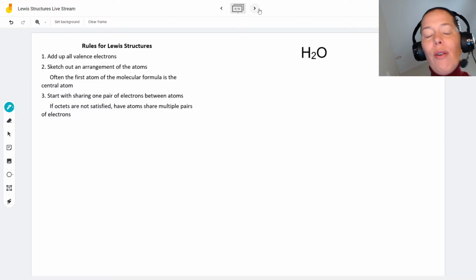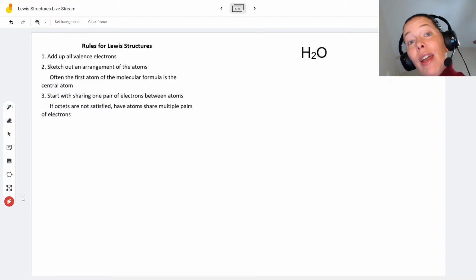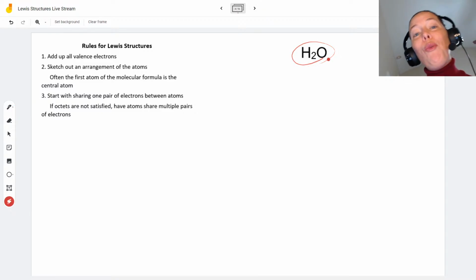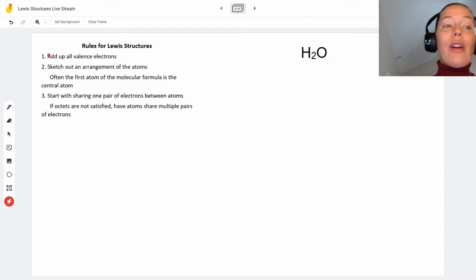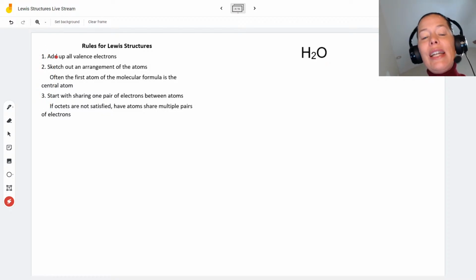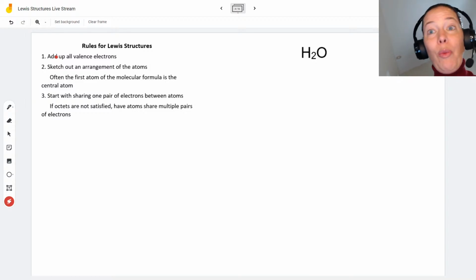All right, so we have a very famous molecule here. We have water. Let's draw the Lewis structure for water. Again, we're going to follow the same rules here, even though you probably already know the Lewis structure for water or you have seen it. Let's go through our rules. Let's go through the steps, and you can see how we arrive at what the water molecule actually looks like.